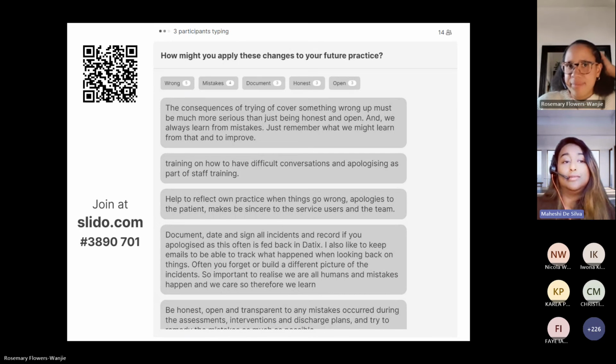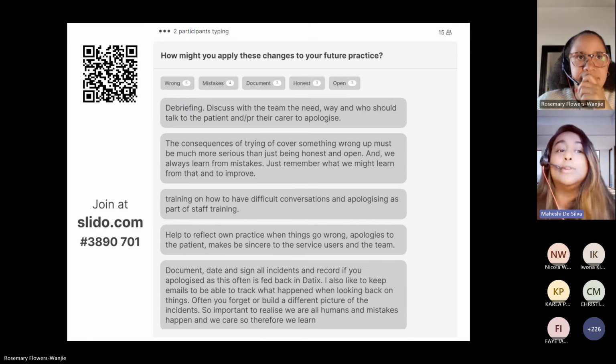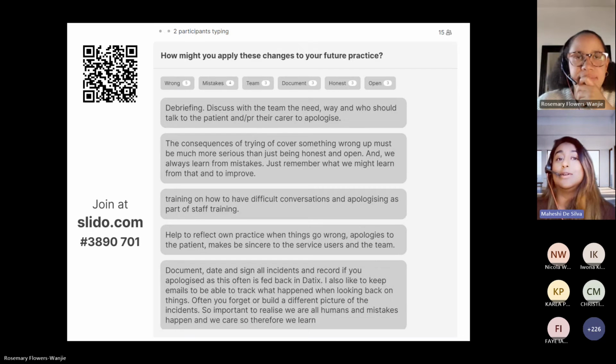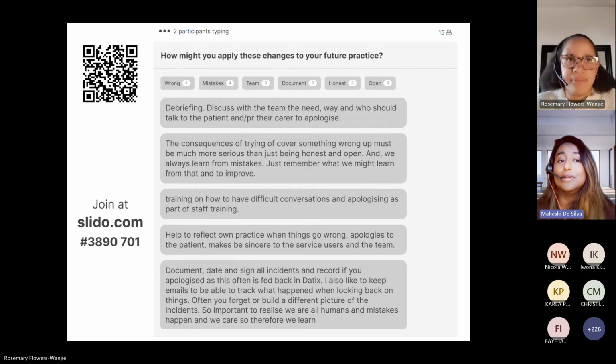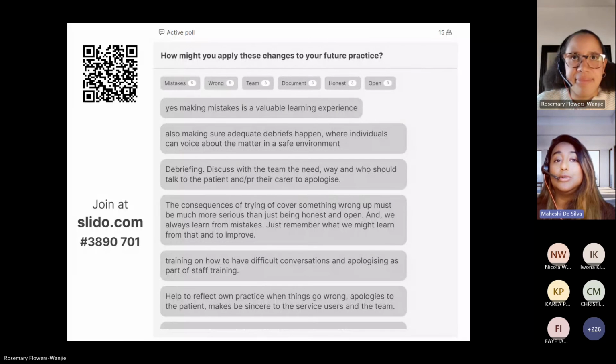And also on this as well, on the Slido, we've got a comment saying to document, date, and sign all incidents and record if you apologized, as it's often fed back, which I think is great. It's good to do as well. And this person said, I also like to keep emails to be able to track what happened when looking back on things, as you often forget or build a different picture of the incident. So it's important to really realize we're all human and mistakes happen and we care. So therefore we learn.